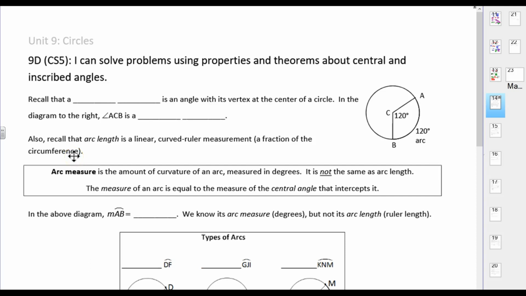Hello everybody and welcome to lesson 9D. I can solve problems using properties and theorems about central and inscribed angles.